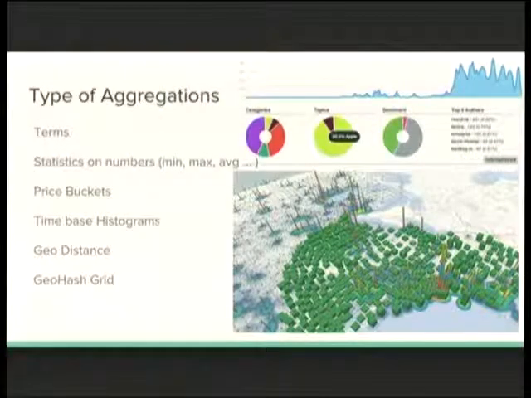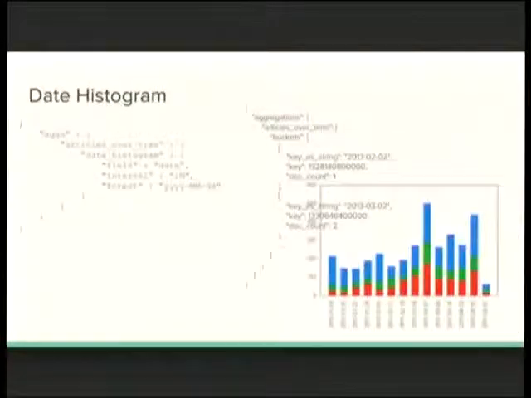So what type of aggregations can you do in Elasticsearch? Terms aggregation means, for example, if you want to aggregate per category, you'll have the category name, and you'll have the list of categories ordered by the number. Statistics on anything, price bucket, time-based histograms, geo-distance, geo-hash grid. I'm going to highlight a few of them just so you can understand how easy it is in Python to create those aggregations and display them.